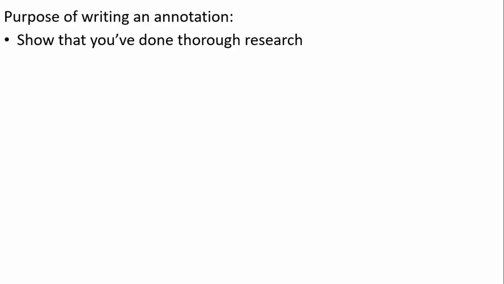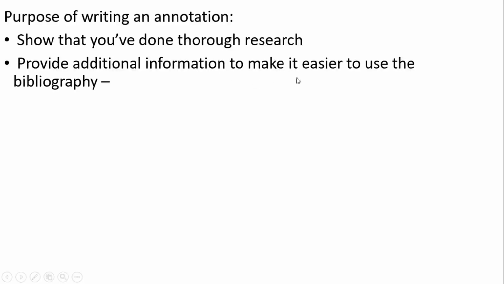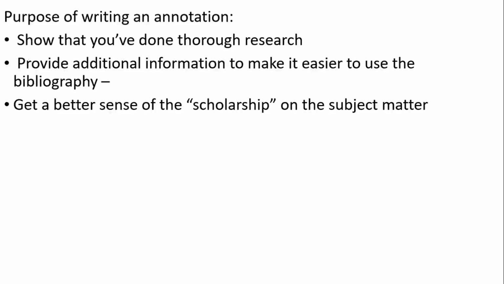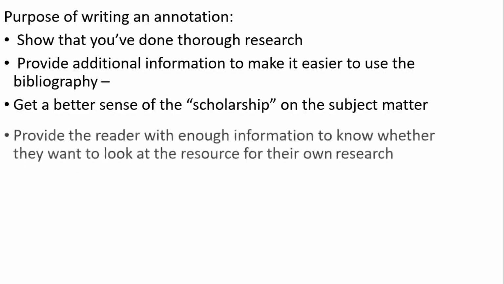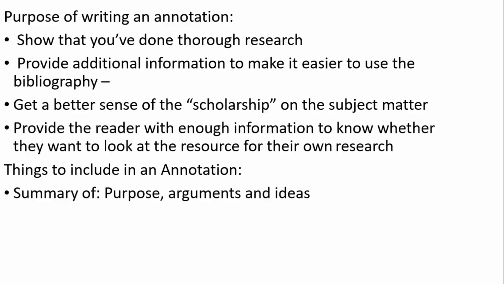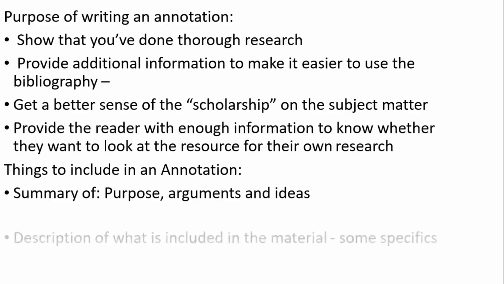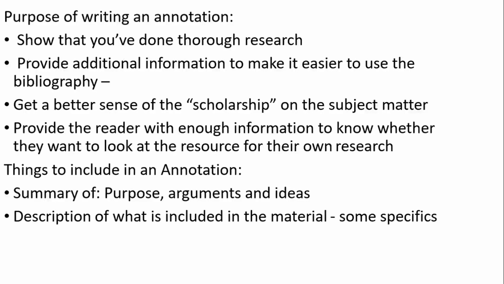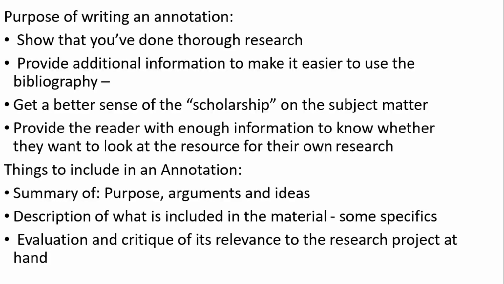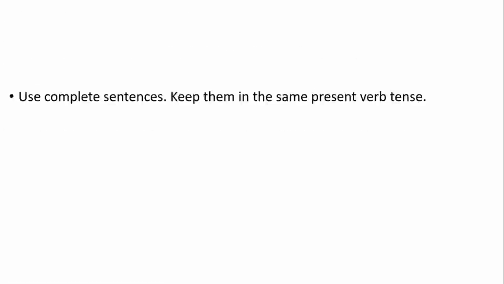The purpose of writing annotation is to show what you have done to the researcher, provide additional information, make it easier to use the bibliography, get a better sense of scholarship on the research subject matter, and provide the reader with enough information to know whether they want to look at the resource for their own research. Things to include in annotations are a summary of purpose, arguments and ideas, a description of what is included in the material, and evaluation and critiques of its relevance to the research project at hand.